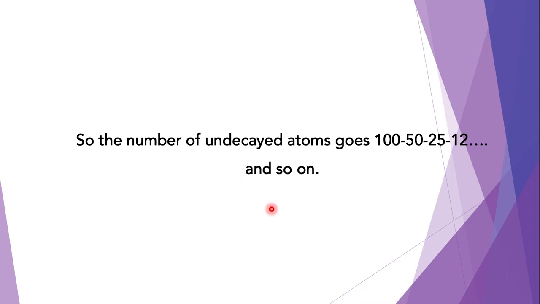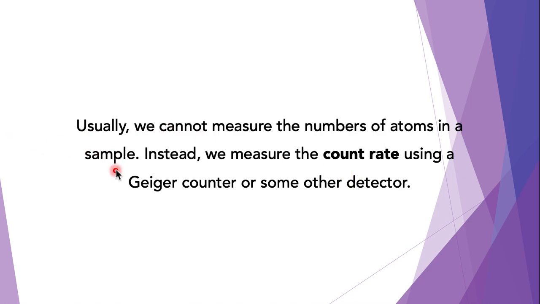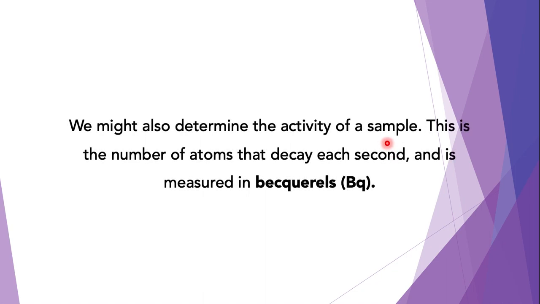Notice that just because one atom has not decayed in the first half-life does not mean that it is more likely to decay in the next half-life. It has no way of remembering its past. So, usually, we cannot measure the numbers of atoms in a sample. Instead, we measure the count rate using a Geiger counter or some other detector. We might also determine the activity of a sample. This is the number of atoms that decay each second and is measured in becquerels.